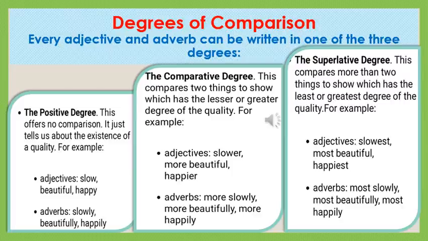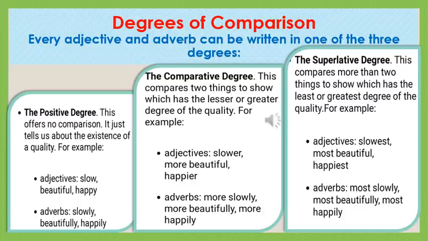And the third and the last one is the superlative degree. This compares more than 2 things to show which has the least or the greatest degree of the quality. Example: slowest, most beautiful, happiest. 3 examples are given for adjectives. And for adverbs: most slowly, most beautifully, and most happily. These are the 3 degrees of comparison: the positive degree, the comparative degree, and the superlative degree.